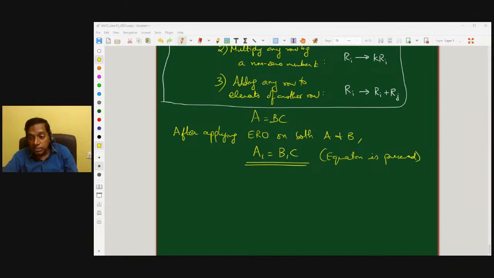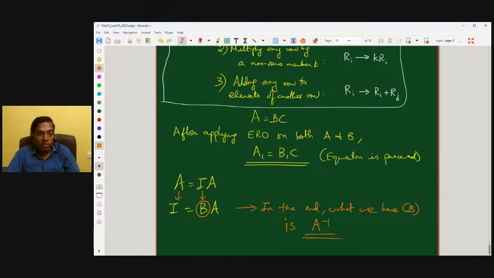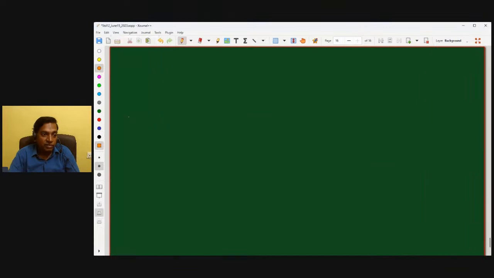If you start with the matrix A is equal to IA, do elementary row operations to write I is equal to BA, where A goes to I and I goes to B. That means from A, try to get I. So you will get I is equal to BA, and then what is left in the end is your inverse. So in the end, B is A inverse. This is the power of elementary row operations. Let me just finish with this question, and after that we will have a break.